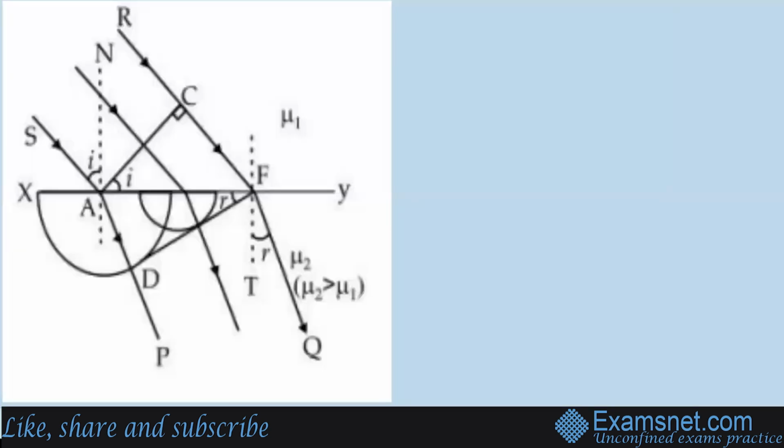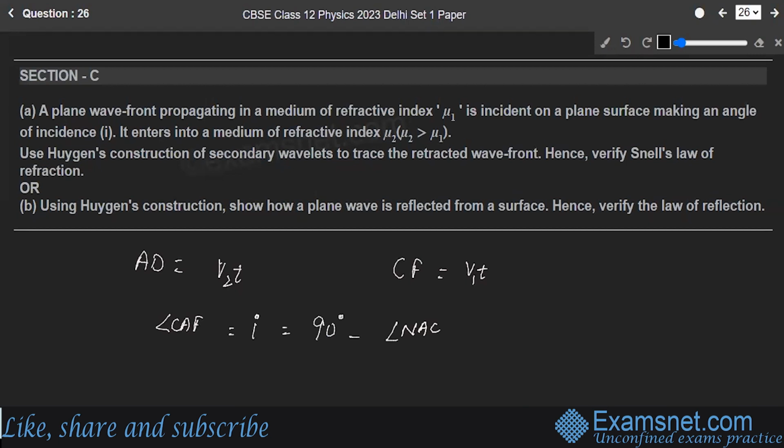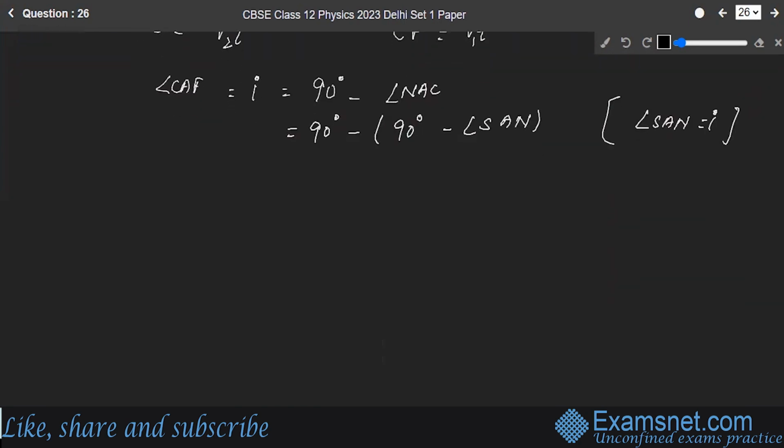Look over here. This angle CAF is nothing but 90 degrees minus angle NAC. This one, NAC, right? Because they both are making a 90 degree angle. So this is equal to 90 minus NAC, which is equal to 90 minus angle SAN, and your angle SAN was your angle of incidence. All right.